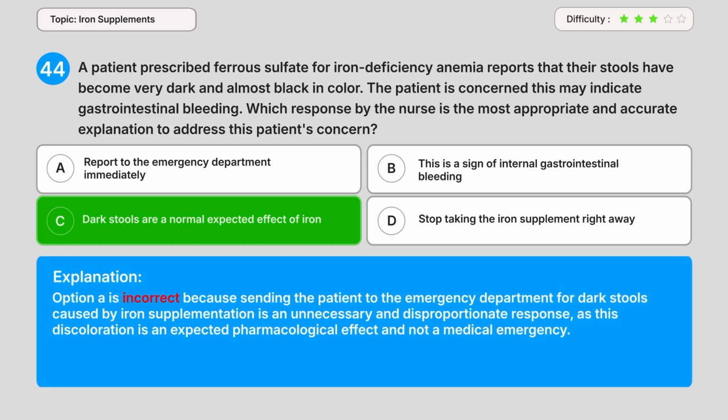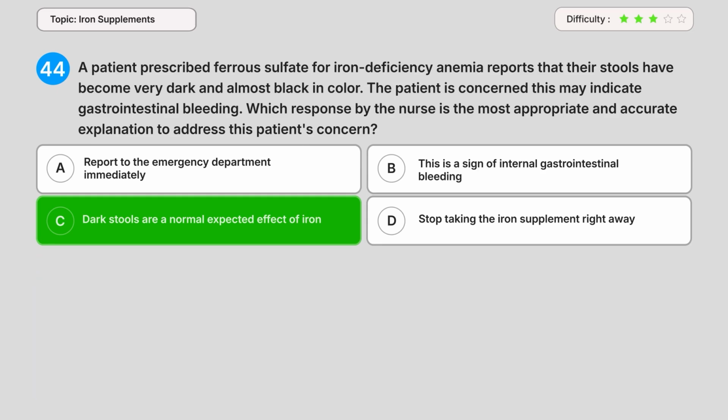Option A is incorrect because sending the patient to the emergency department for dark stools caused by iron supplementation is an unnecessary and disproportionate response, as this discoloration is an expected pharmacological effect and not a medical emergency.